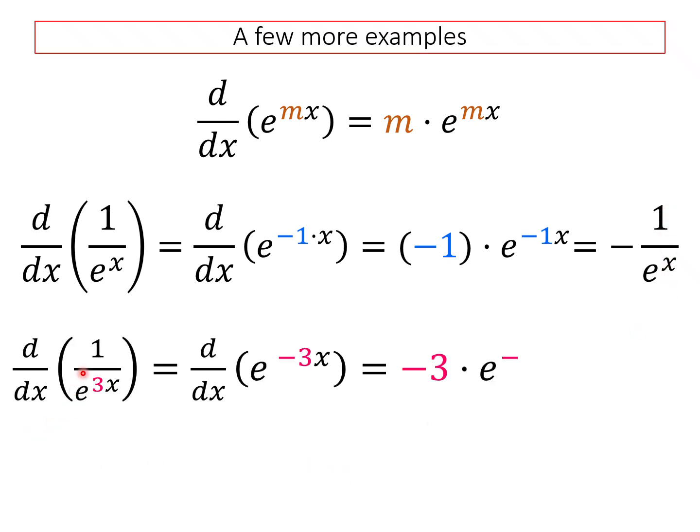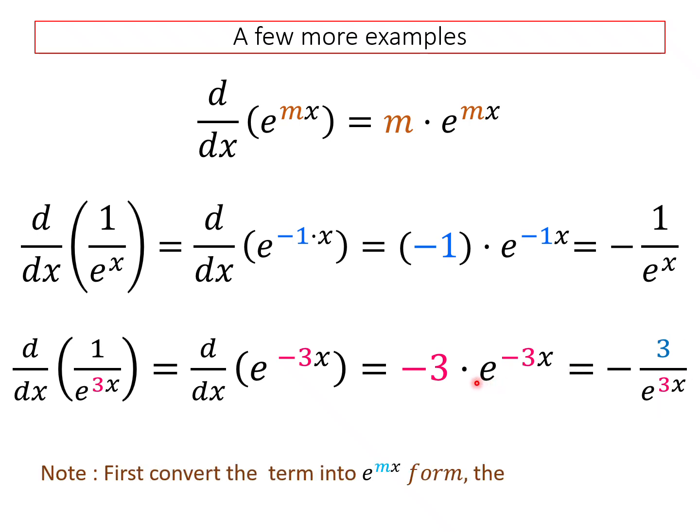Similarly, d/dx of 1 by e to the power 3x is equal to d/dx of e to the power minus 3x, which is equal to minus 3 into e to the power minus 3x, which is equal to minus 3 by e to the power 3x. So note that the expression here is first converted to the form e to the power mx. Then we can apply the formula.